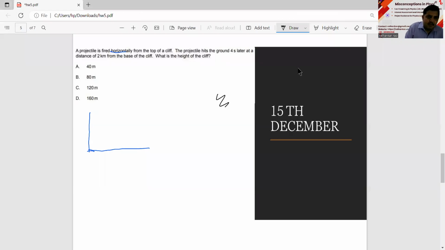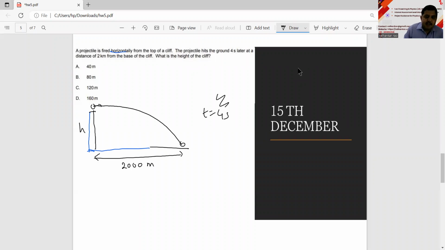Okay, let me continue. So this is my tower, and I have a projectile. When I fire it horizontally, it falls like this, at some point here. When it falls here, the time taken is equal to 4 seconds. Let this height be h, and the landing point is at a distance of 2 kilometers from the base of the cliff. This is 2 kilometers, so I will write this as 2000 meters. What is the height of the cliff? What is this height? So what do you do here?